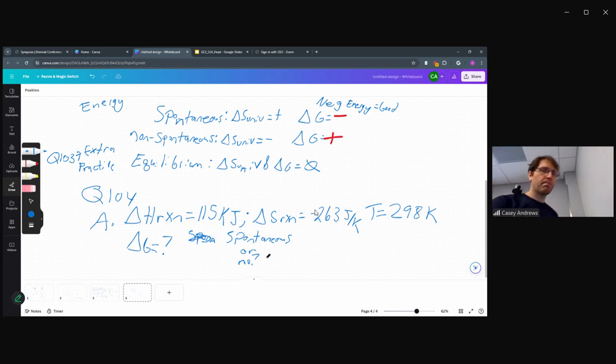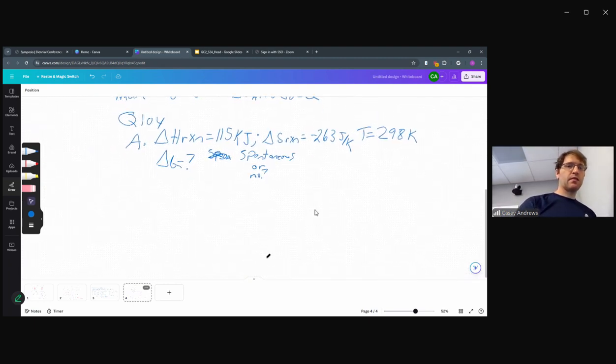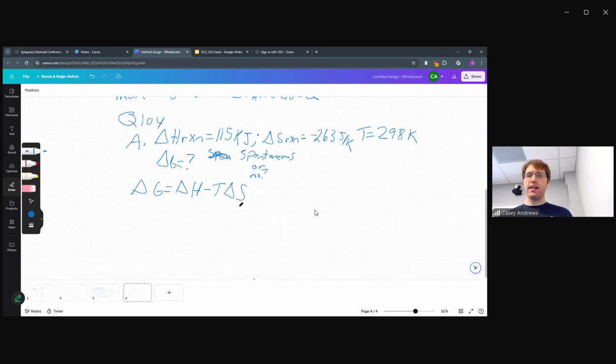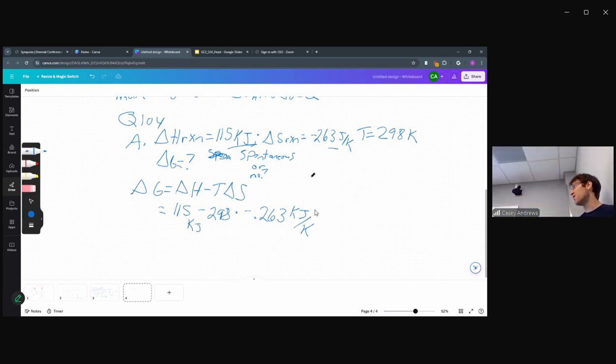All right. So delta G equals delta H minus T delta S. So this is equal to 115 kilojoules minus 298 times negative 0.263 kilojoules. The thing you need to look out for is that both H and S have to have the same units of energy. It doesn't matter if you make H into joules or S into kilojoules. You just have to pick one, but they do have to be the same unit.